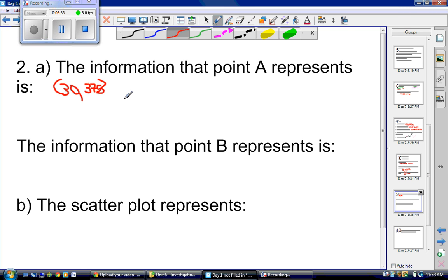So then it says, what does point B represent? Okay, so point B is approximately, say, 23. And that'll be about 30.